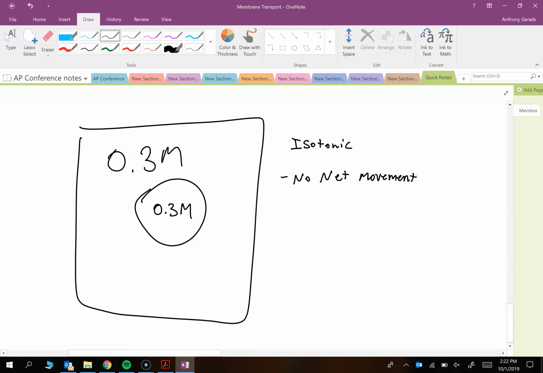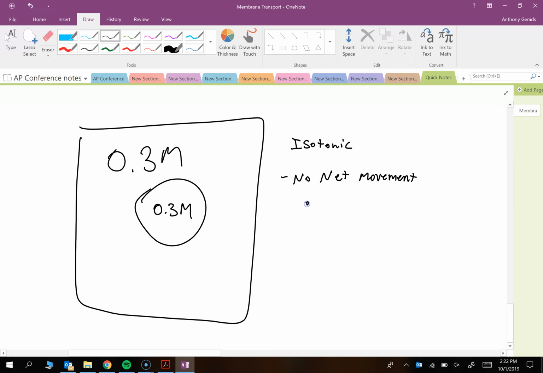Let's say I told you at lunch, there's no net movement of students in and out of my room. Do people come in my room at lunch? Yeah. Do people leave my room at lunch? Yeah. But then how come I can still say there's no net movement? It means for every one that leaves, one more enters. The same thing happens with this.